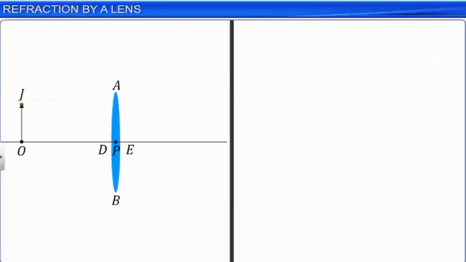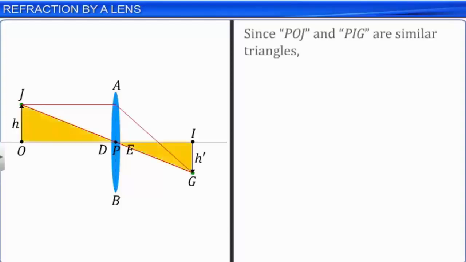Now place an object OJ of height h before a double convex lens. Let IG be its image and of height h dash. Since the two triangles POJ and PIG are similar triangles, we can write that IG by OJ is equal to PI by PO.